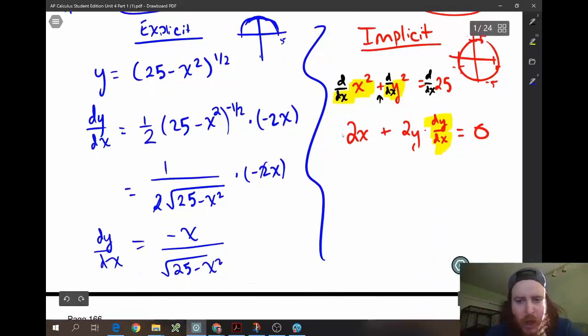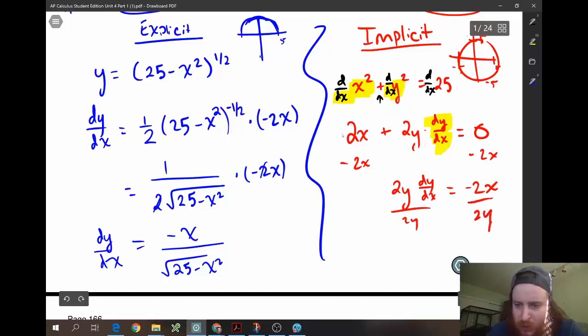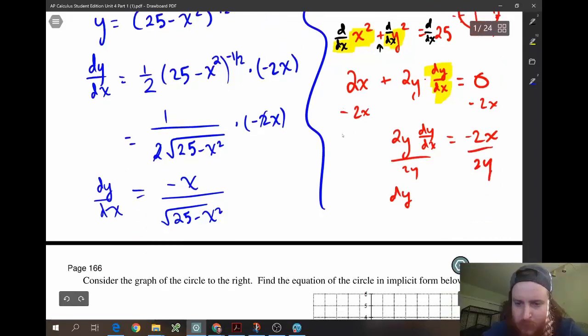Okay, now we're solving for dy dx, right? That's what we're trying to do here. We're trying to isolate dy dx because we're trying to take the derivative, and dy dx is the derivative. So I'm going to subtract 2x from both sides. We get 2y dy dx equals negative 2x. Then we're going to divide 2y to both sides, and our 2's will cancel. And so we get dy dx equals negative x divided by y.